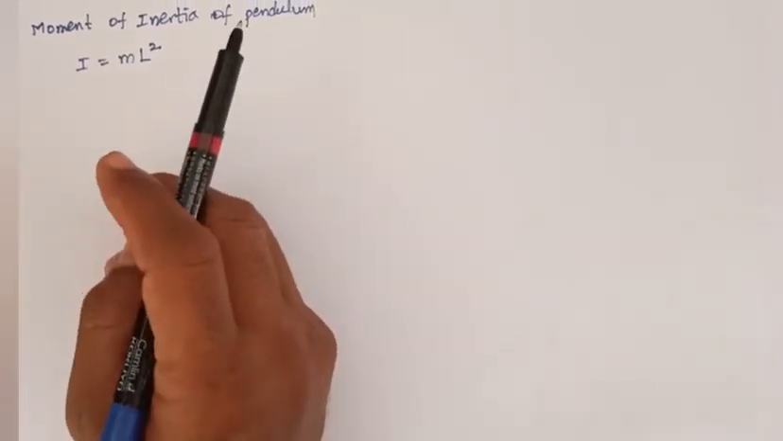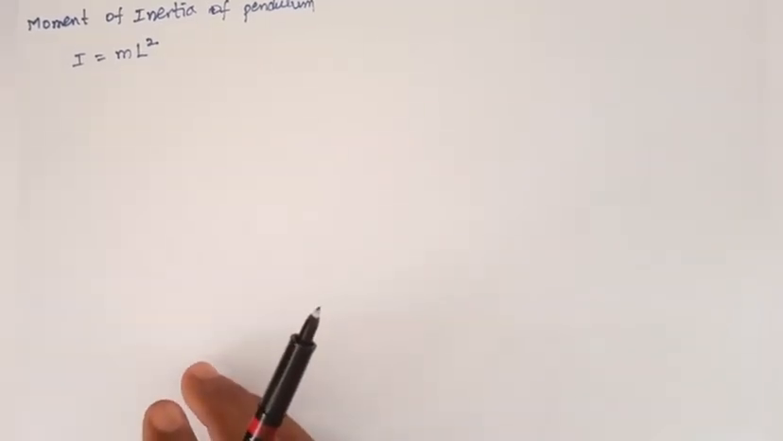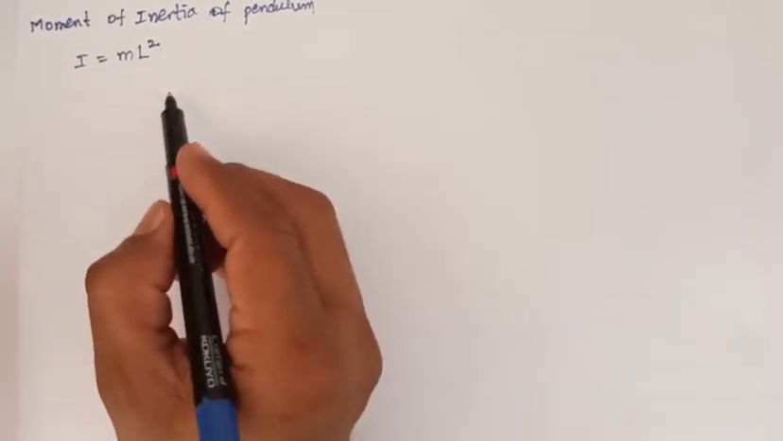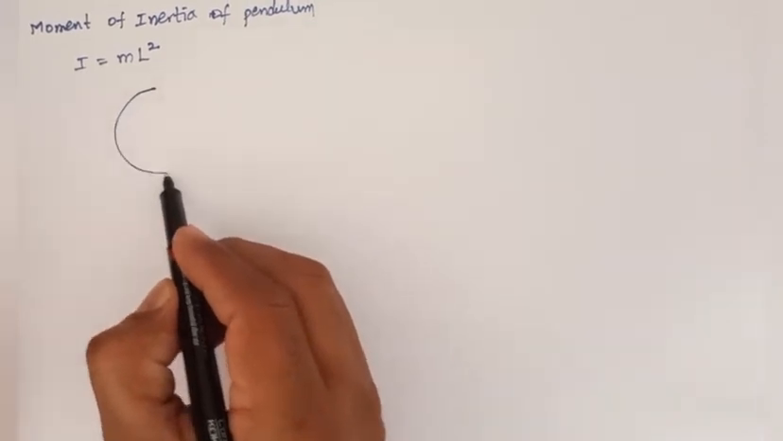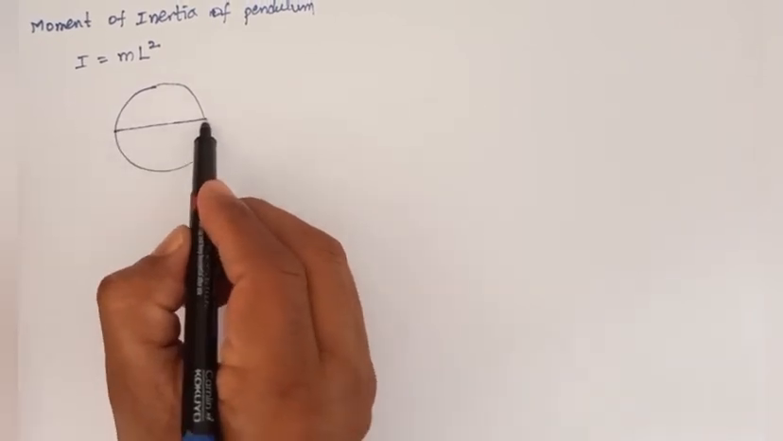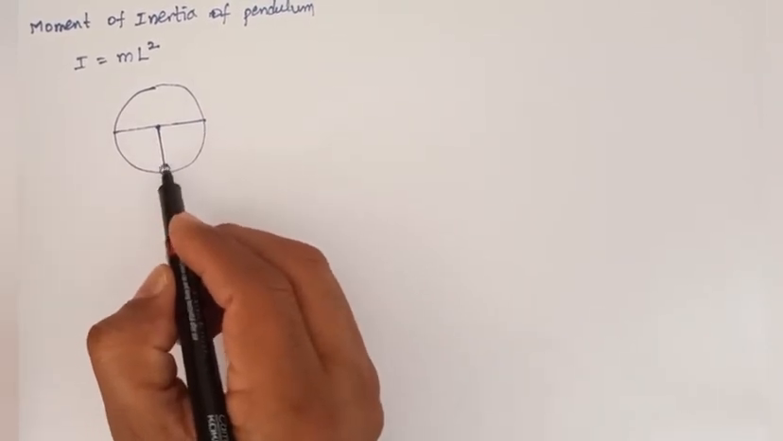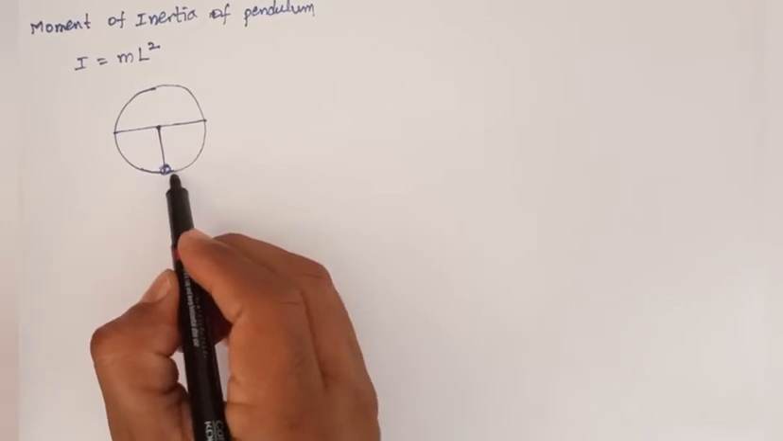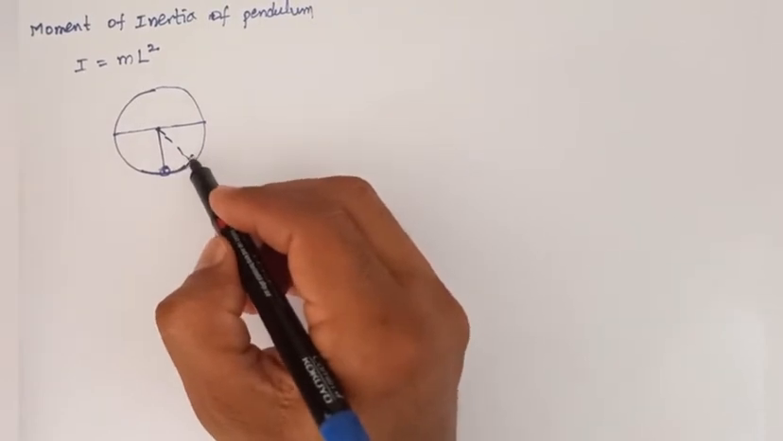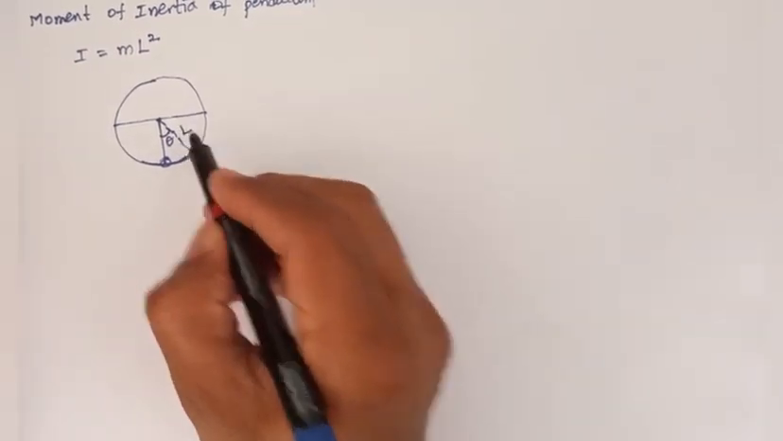The simple pendulum is in circular motion, and the radius is L. For example, this is the circular motion, this is the diameter, and this is the center. This is a metal bob, and it oscillates in a to and fro motion like this. This is the angular displacement theta, and this is the length.